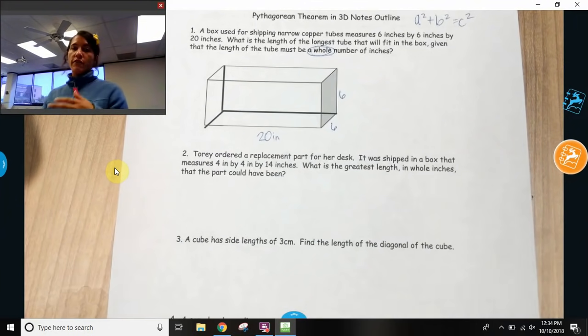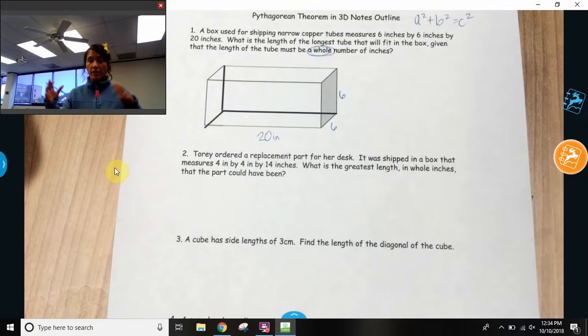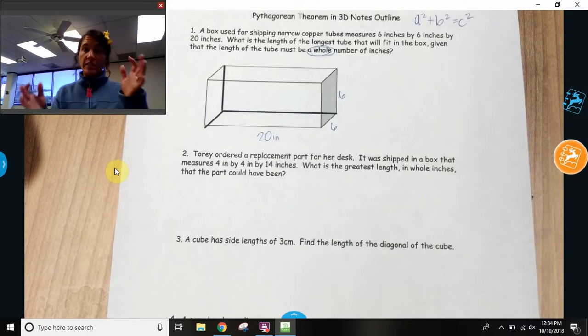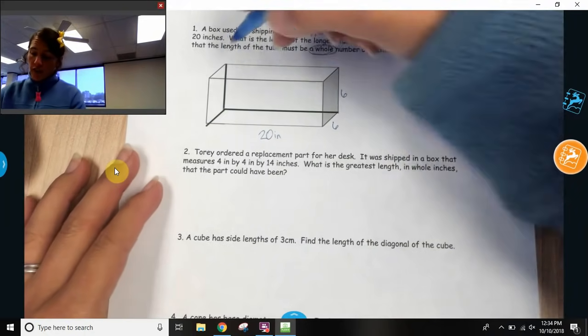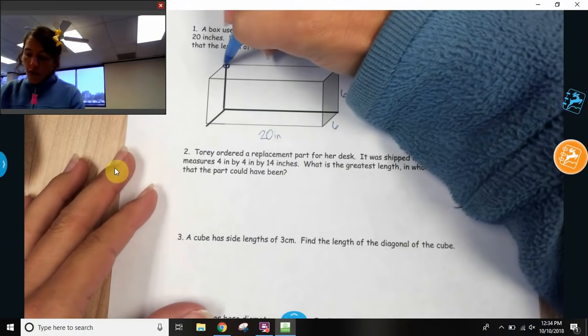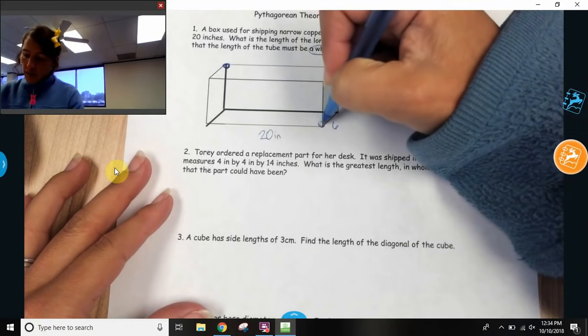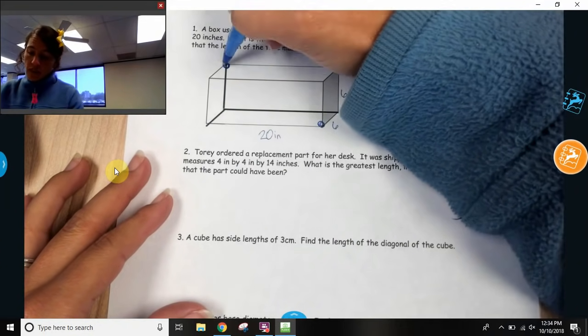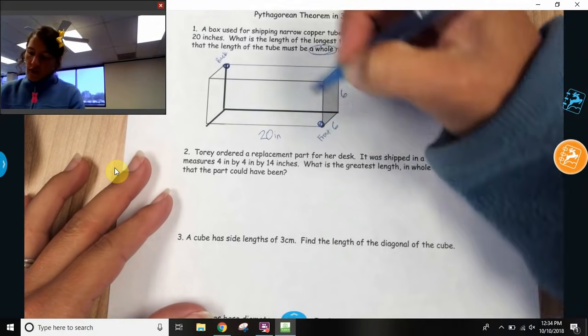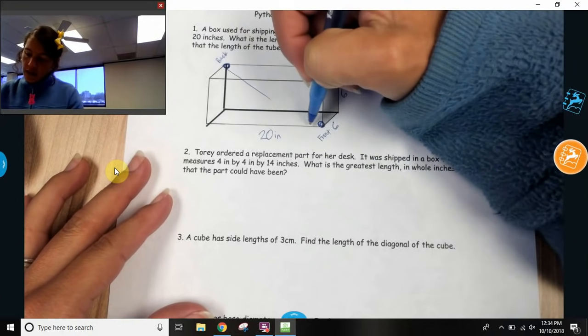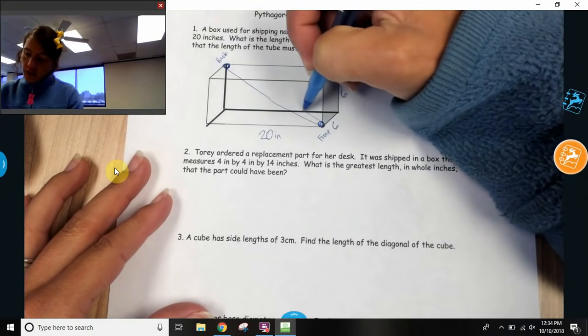Now, if we were in class, I would bring a box and have you demonstrate. But if you were going to try to fit something in this box, the longest tube that would fit would go from one corner to the opposite corner. You see, this is the back corner to the front corner. Connect those, kind of like a thin copper tube.